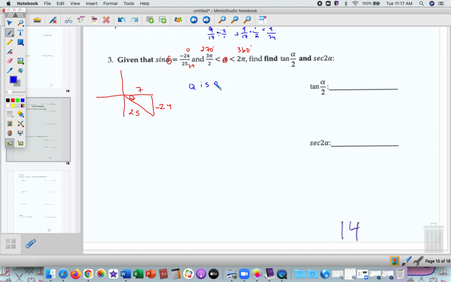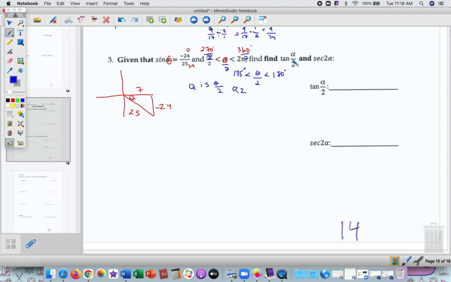If they ask us what quadrant is theta over 2, well, what you would have to do is divide this theta in half, and then that would help you determine where your theta over 2 is. So just be careful when you're looking at a problem like that. Theta over 2 would lie between 135, half of 270, and 180. So theta over 2 would lie in quadrant 2, where theta was between 270 and 360. So theta was in quadrant 4 and theta over 2 is in quadrant 2, because you were just dividing those original angles in half.